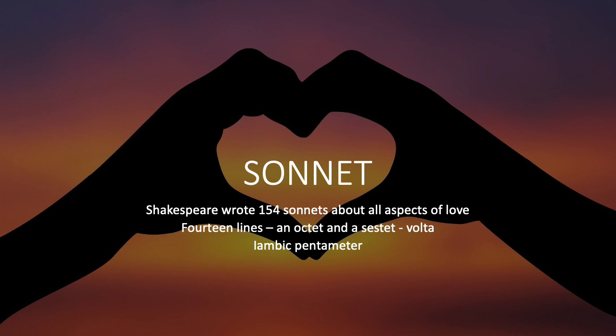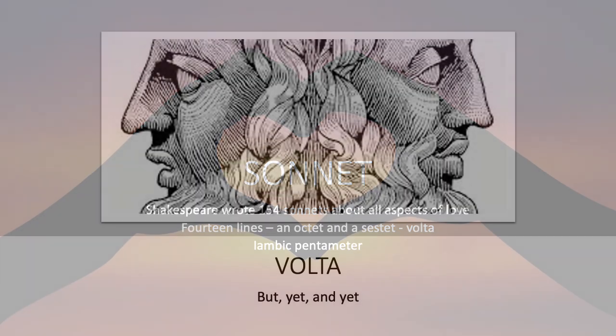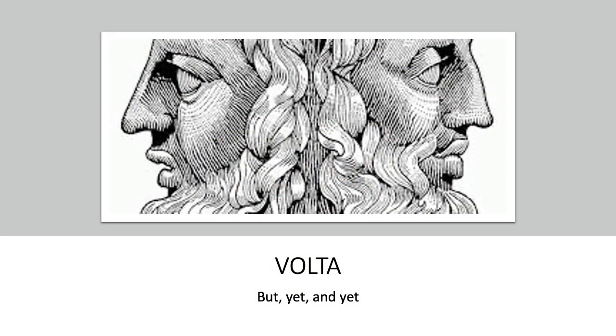Another way to identify a sonnet is they will usually be written in iambic pentameter. So Shakespeare, as we started to identify last week, continued in the tradition begun by writers such as Geoffrey Chaucer by writing in iambic pentameter. So let's explore the volta.